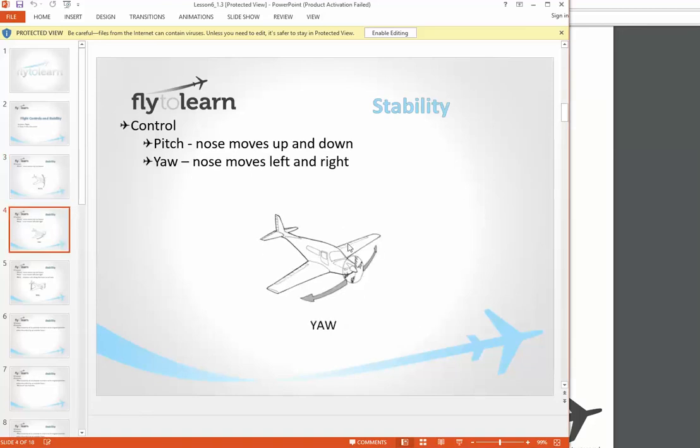So yaw, which is if you're, wait, hang on, I see a question first. Nose goes up, tail goes down. Nose goes down, tail goes up. Question is, why is it called yaw? That's what the Wright brothers called it. I don't know. But if you were to stick a pole through the top and bottom of your airplane and spin that, that's called yaw.